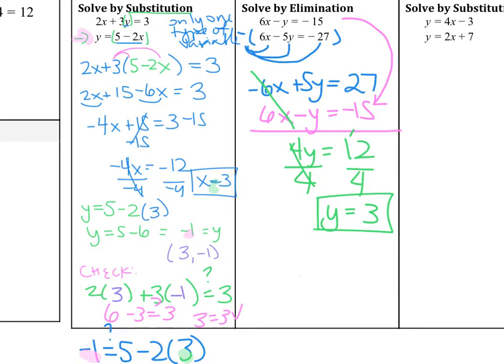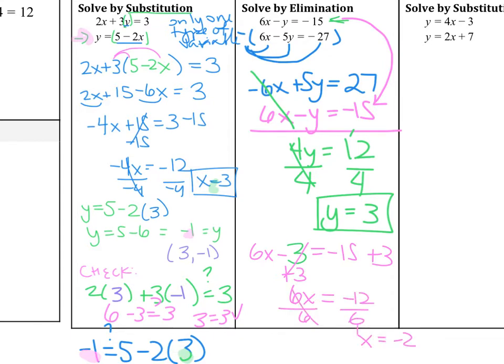We just plug it in. It doesn't matter which one you plug it in. I could plug it into this one here that I already manipulated. I could plug it into the original that's not changed, and I could plug it into here as well. So I'm going to go ahead and plug it into the top value to find our x value. So 6x minus 3 equals negative 15. So I add 3 to both sides. I get 6x equals negative 12. So divide by 6, x equals negative 2.